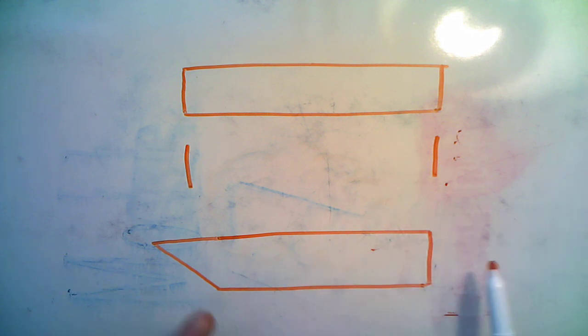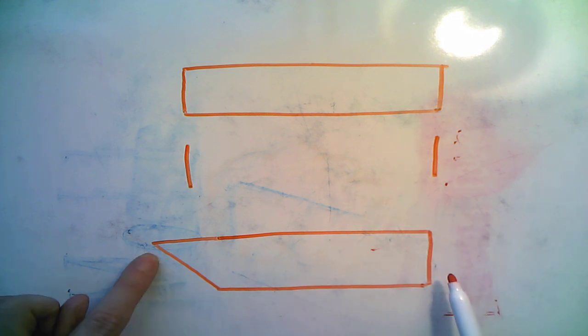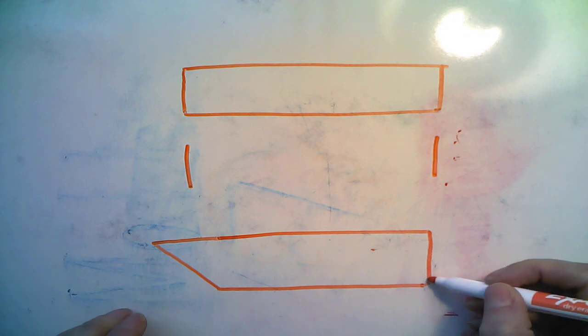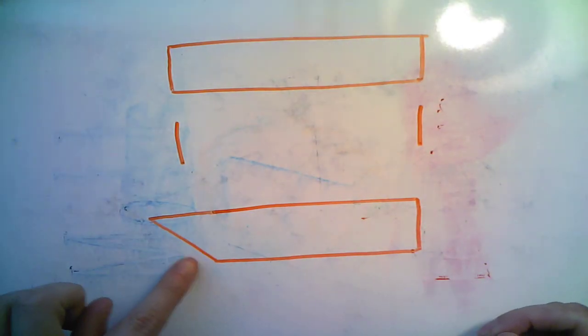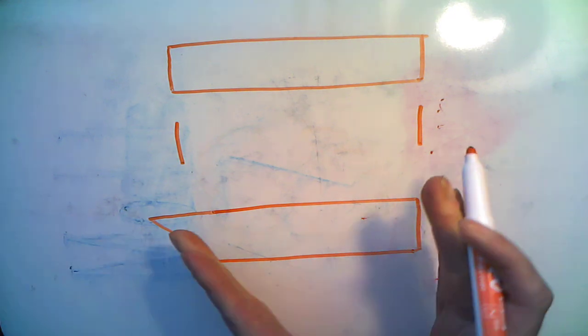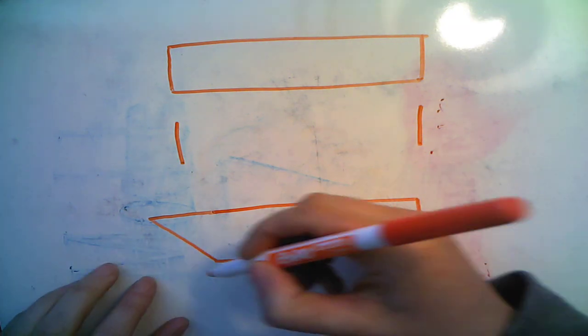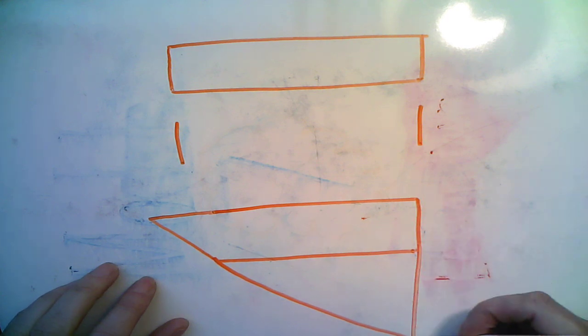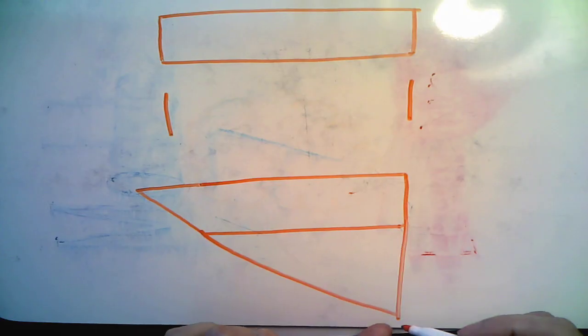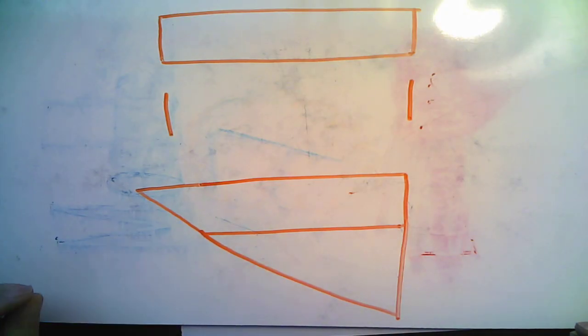How about these ones? Are these ones parallel? No. Because if I were to draw this line and this line down, they would eventually cross. If I were to continue this line and this line, they would eventually touch, which means they cannot be parallel. Parallel lines will never touch.